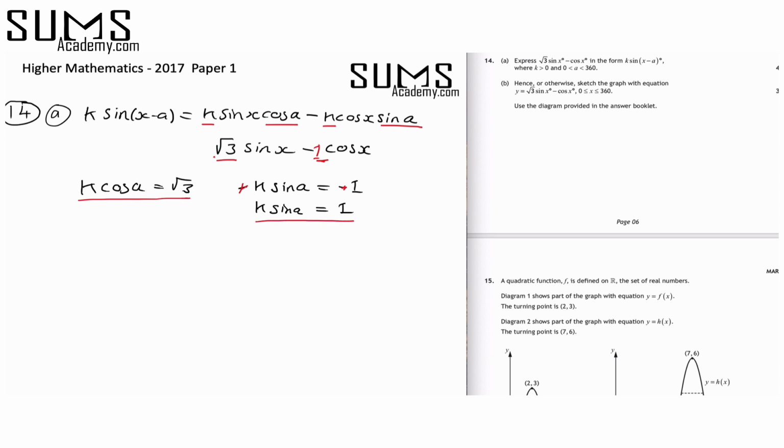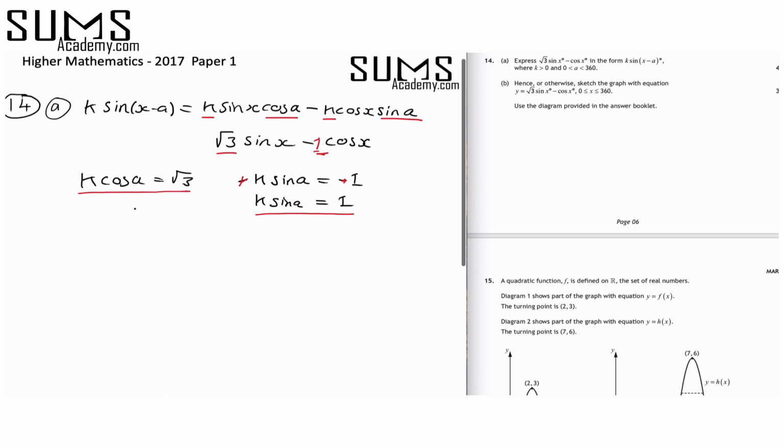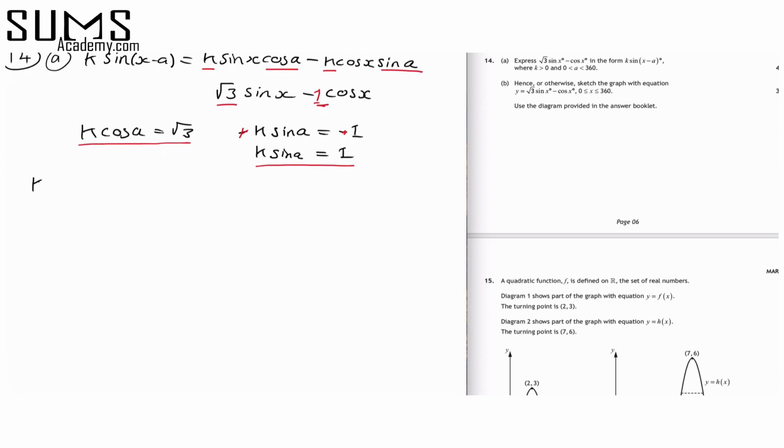Okay, so the next thing we need to figure out is the value of k. How do we do that? Well, we know that k squared is equal to root 3 squared plus 1 squared. The square of root 3 is just 3, the square of 1 is just 1, so that equals 4, and k will equal the square root of 4, so k equals 2. These are all k squareds, by the way. Okay, so k equals 2. Good, that's the next bit dealt with.